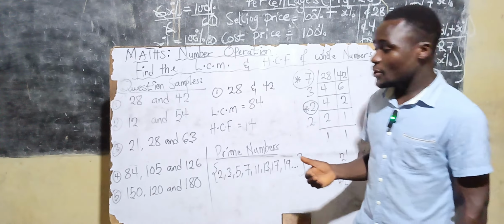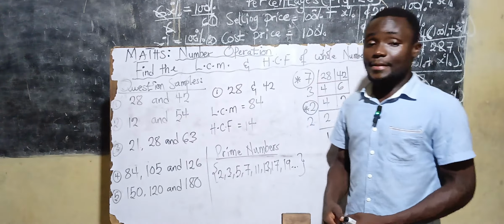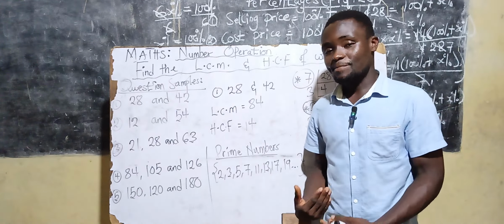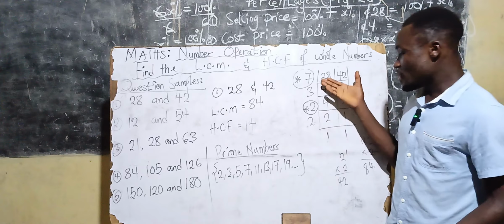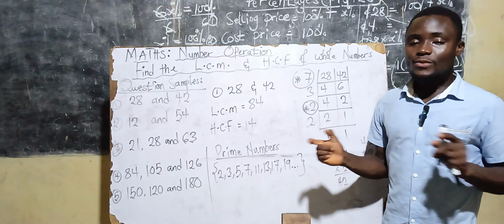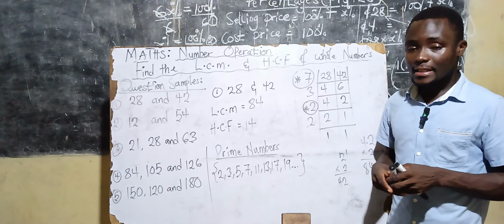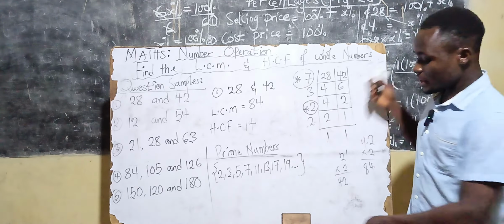In the same manner, we are going to dive into question number 2, and I believe we are following the process. All right, you realize that using the table and the division method is the quickest way of finding the LCM and the HCF. Now let's dive into question number 2.